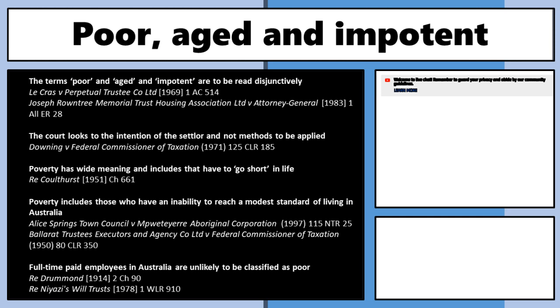Okay. So we've got essentially the 4 limbs of Pemsel's case. The first limb has got 3 different categories, and sadly, some of the rules operate differently in regards to those 3 things: poor, aged, and impotent. And there's a bit of judicial commentary which goes either way. A lot of these things have a little bit of ambiguity in terms of how they apply. So the first one, though, this idea of being poor or poverty, a couple of things to note.